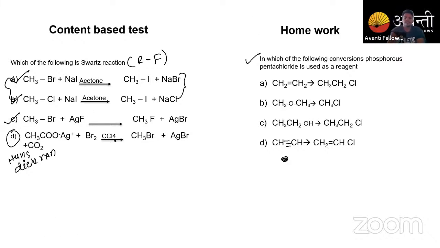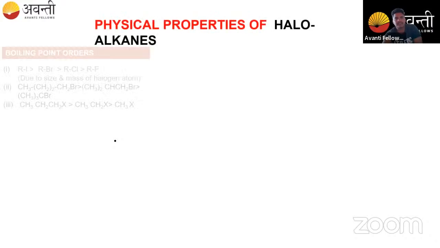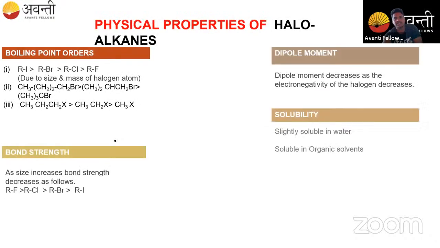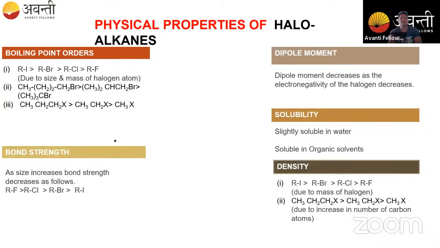Yeah. So next we will move to the next slide. Okay. Physical properties of haloalkanes, and after finishing this we will end the class. So just look here very clearly. As we are only engaging on Saturday and Sunday, I am going a bit fast. No need to worry. So boiling point order will depend upon the size and mass of the halogen.